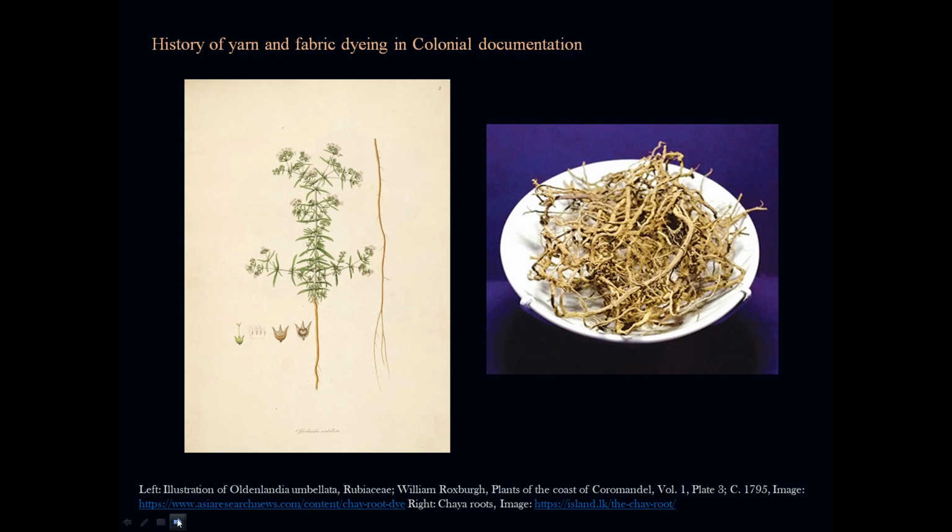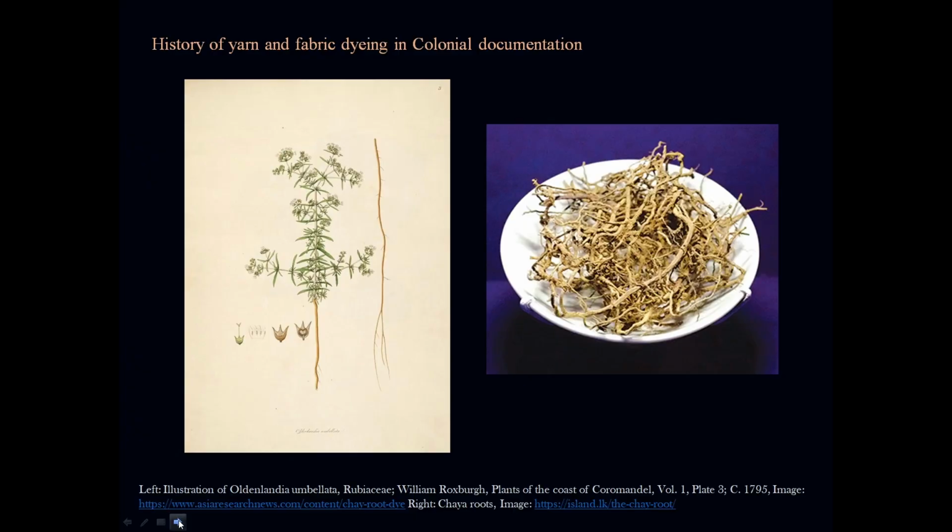Now, let us look at the slide and try to understand how we are talking about this history of yarn dyeing and fabric dyeing in relation to the colonial documentation. On the left side of the slide we have an image of Oldenlandia ambulata, also known as chaya roots, Siam, Chayvere, and so on. It is understood as one of the most potent dye stuffs to produce the blood red and different shades of red featured in the Coromandel textiles, at least since the early modern period.